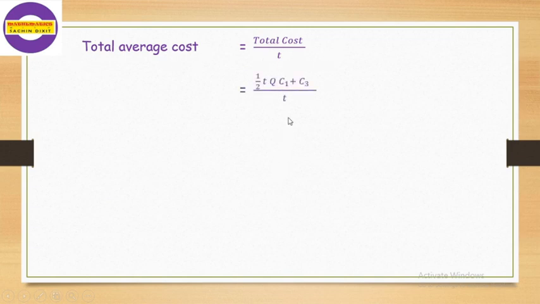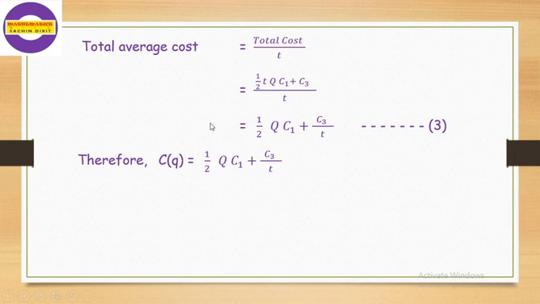Now, total average cost is equal to total cost divided by T. Here total cost is 1 by 2 TQC1 plus C3, divided by T. Separate it out, we get 1 by 2 Q into C1 plus C3 upon T, equation number 3. Then this total average cost can be written in the form of C of Q is equal to 1 by 2 QC1 plus C3 upon T.